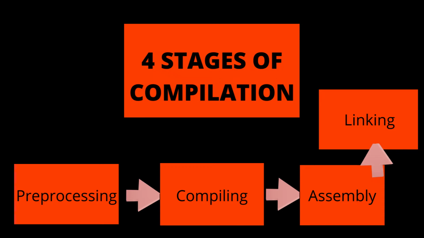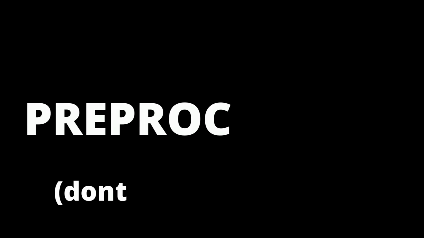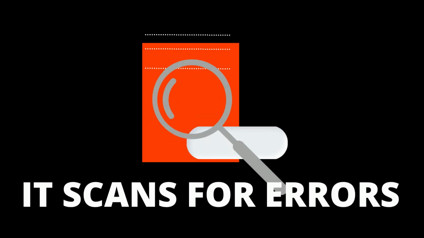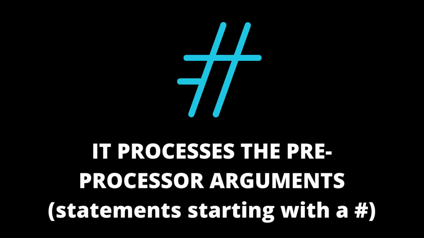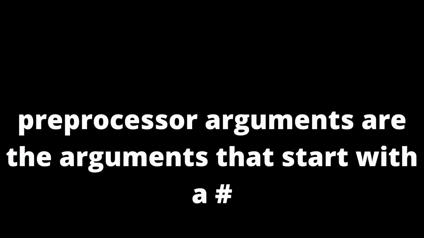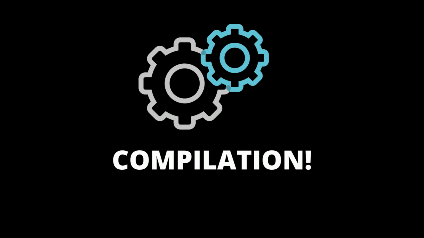So now after you press the run button on some C code, the first thing that will happen is pre-processing. Don't worry, this is a pretty straightforward process. It first scans your code for errors like typos, etc. Then it processes the preprocessor arguments like #define and some more preprocessor arguments. They are just the arguments inside a hashtag. Next thing that automatically happens after pre-processing is compiling.